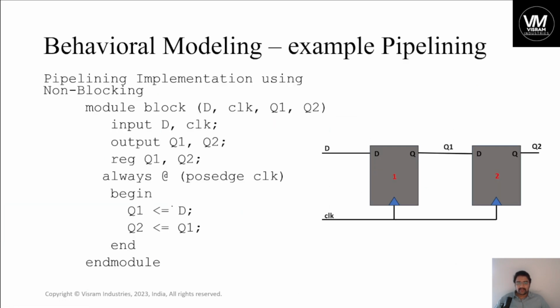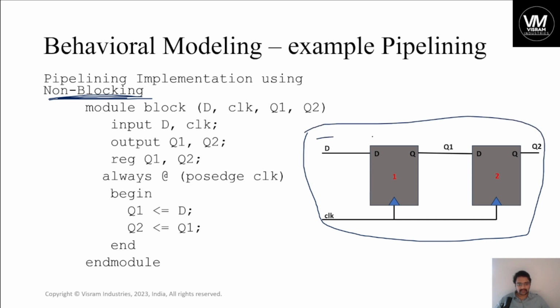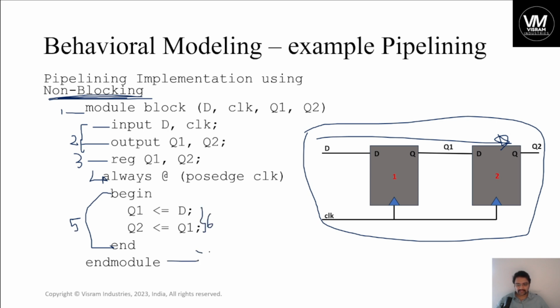In the same way, if we take non-blocking, it is a parallel execution. Q2 will not be depending on D. It depends on the input of the second flip-flop. So what is the change? Everything is the same: the module name, input, output, register. So this is the second step, the first step, third step, fourth step, and this is the fifth step, and functionality is the sixth step and seventh.